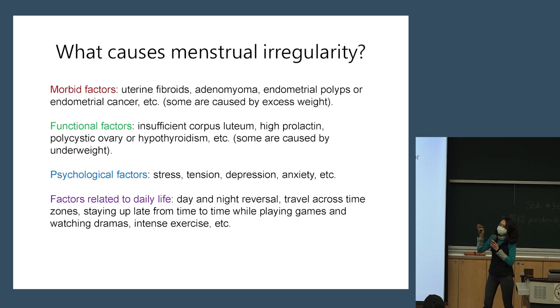We can actually break down the causes into four big categories. And the first one is we call them morbid factors. So we take a look at this. For example, you have some uterine fibroids, 那你的那个什么纤维化, 子宫有点问题这样子, or endometrial polyps, 那要做一些囊肿的问题, endometrial cancers, 子宫内膜异位引起的癌症等等. So many of these are actually caused by overweight, 就是体重过重.